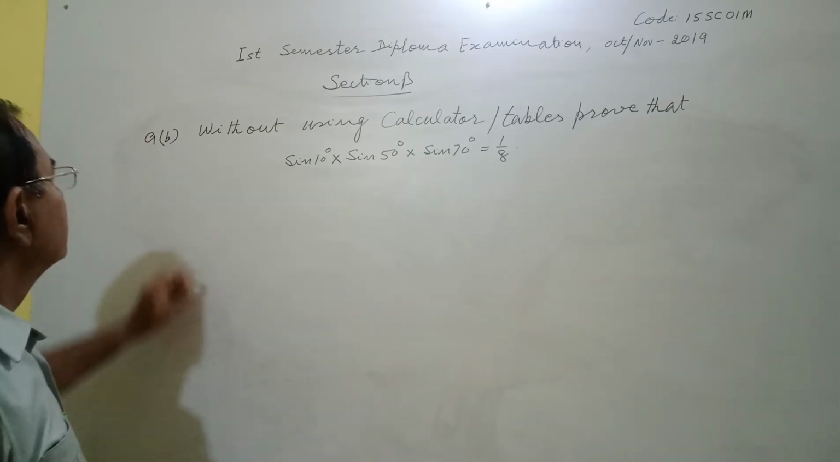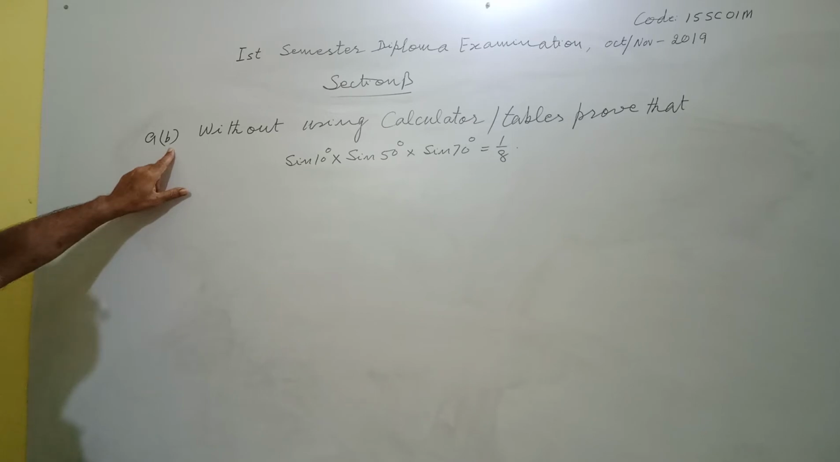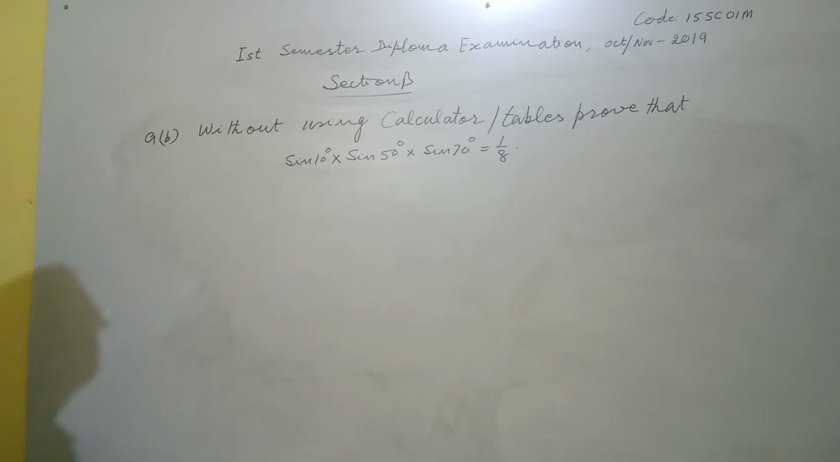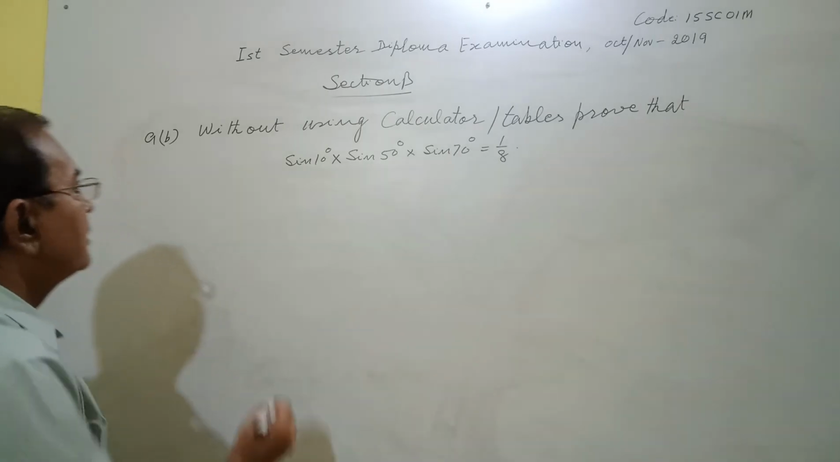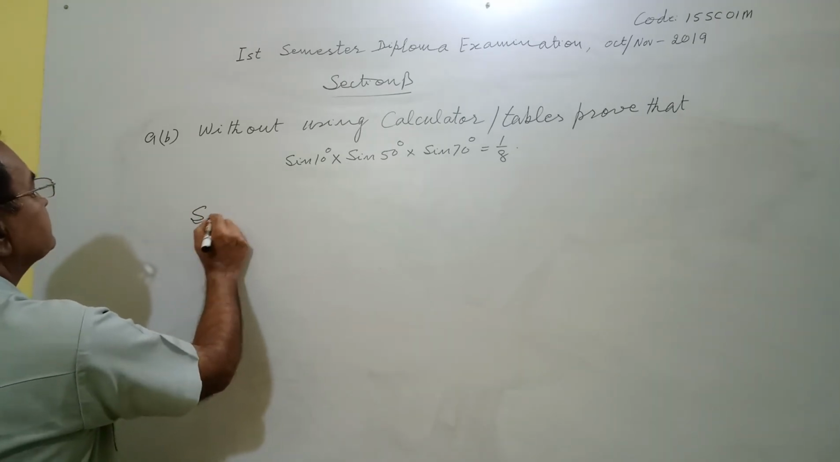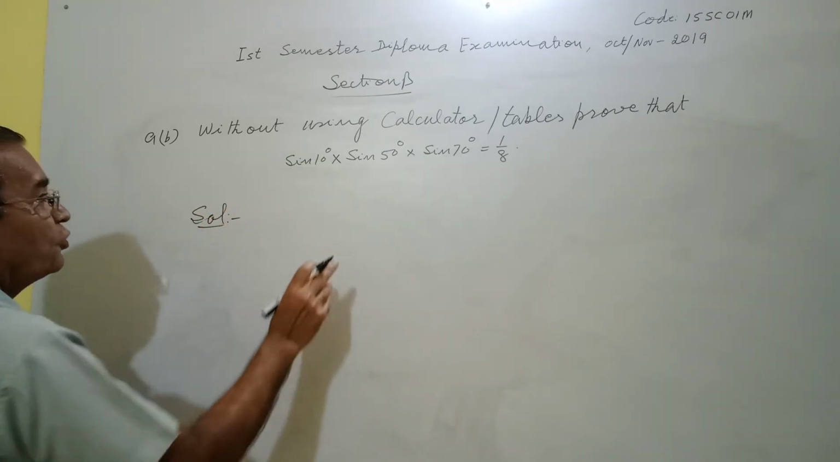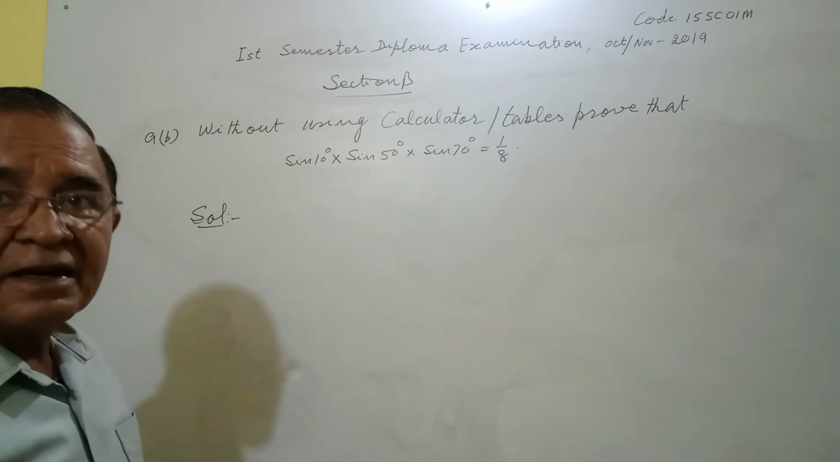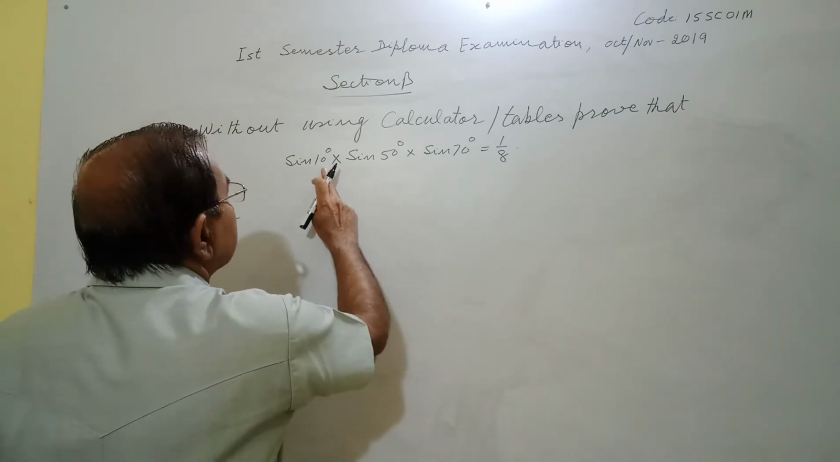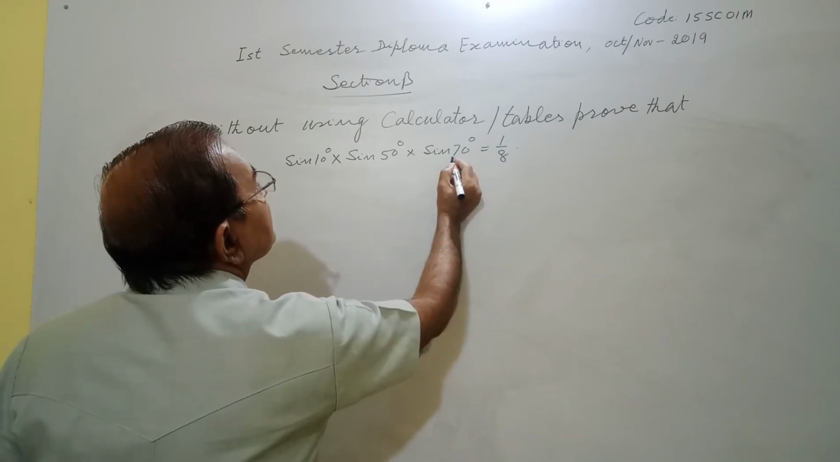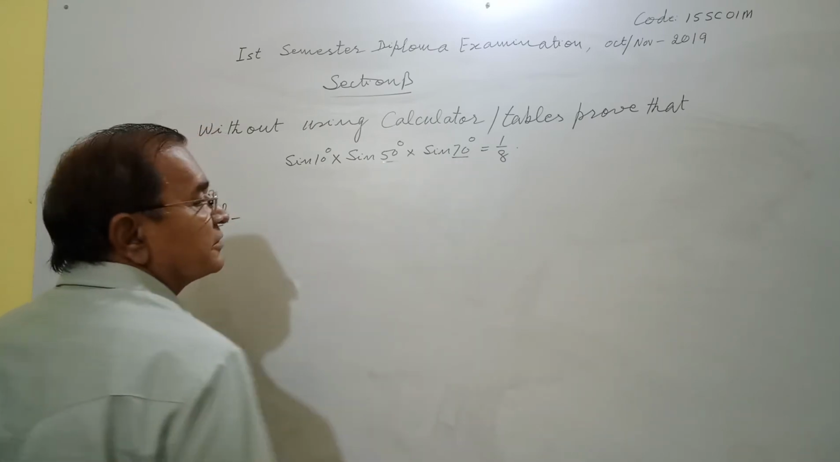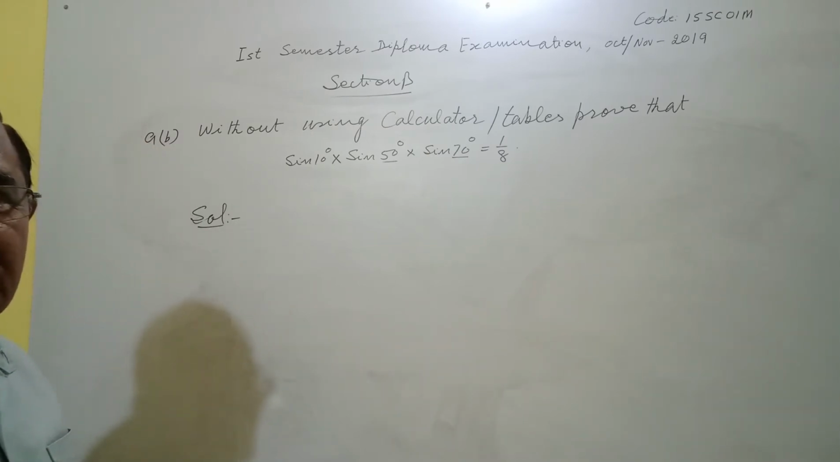Now next is 9 sum B part. Without using calculator and table, prove that sin 10, sin 50, sin 70 is 1 by 8. So this is what we want to prove. How to solve it? Go for higher angles. See here 10, 50, 70. 70 is the highest, next comes 50.